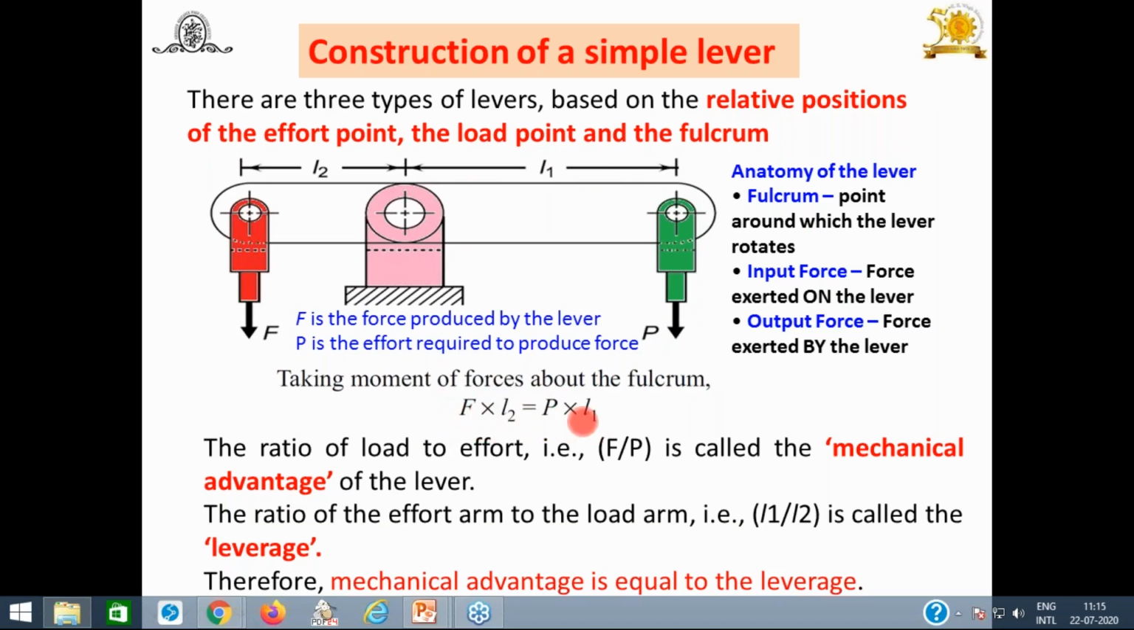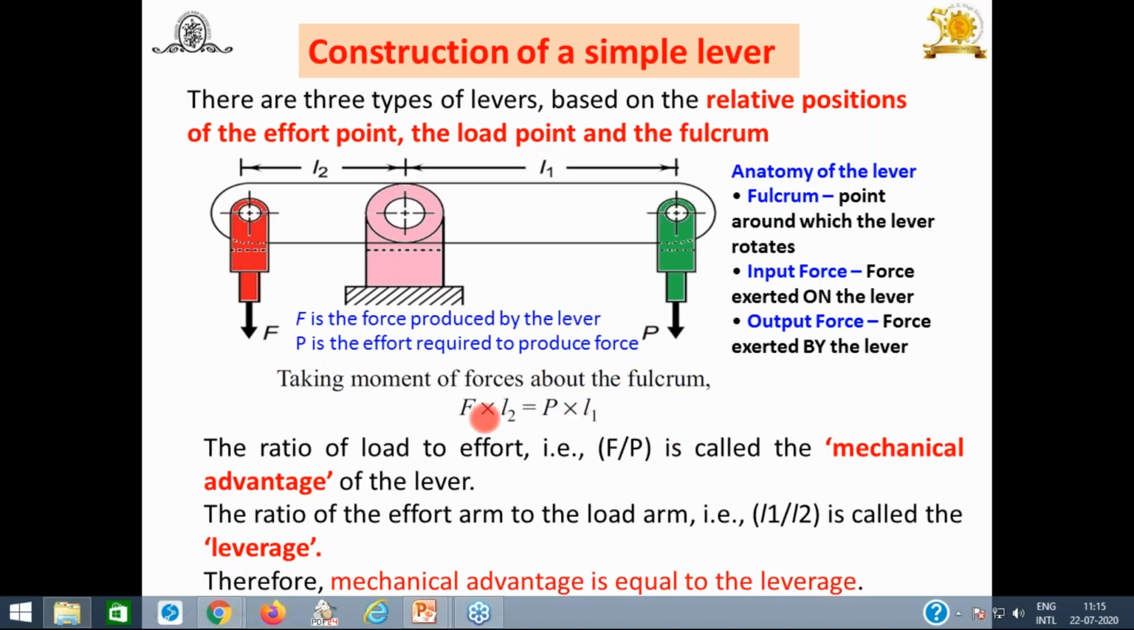If we arrange it the other way, you can write F upon P is equal to L1, and you can send L2 to that side, L1 upon L2. So F upon P is equal to L1 upon L2. F upon P is called mechanical advantage, where F is load and P is effort. So you can say the ratio of load or force to the effort is known as the mechanical advantage of the lever. Try to understand.